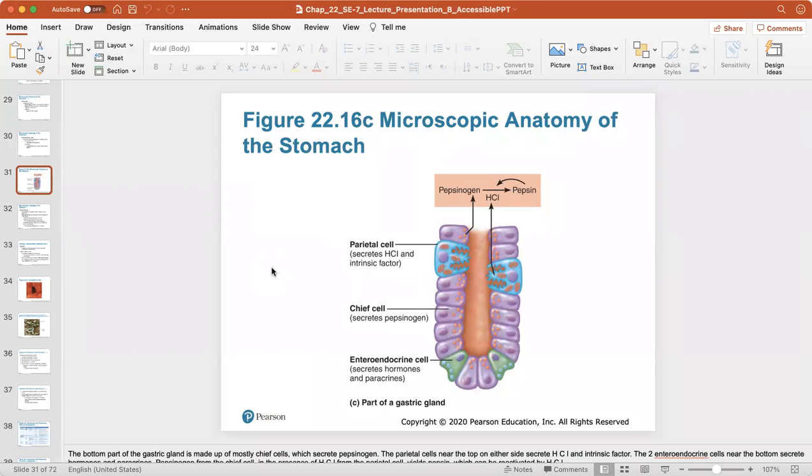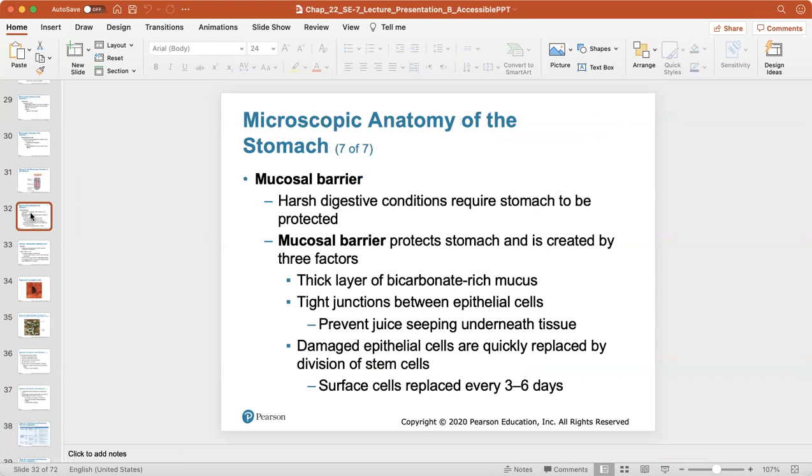So this is just a review of the different cells of the gastric glands and what they secrete and why it's important. So the parietal cells secrete HCl and intrinsic factor. Chief cells secrete pepsinogen, which will be activated by HCl that turns pepsinogen into pepsin. And then the enteroendocrine cells secrete hormones and other paracrines.